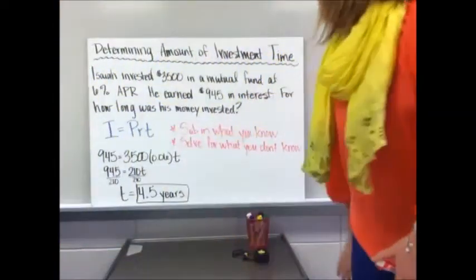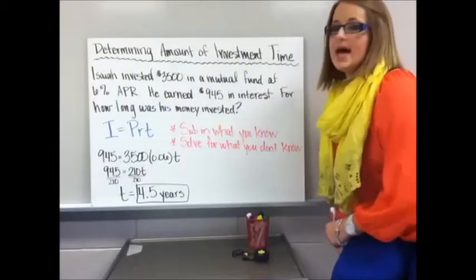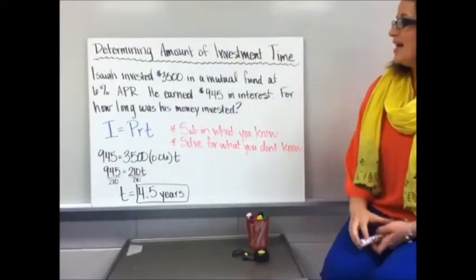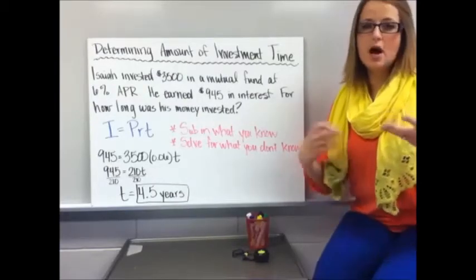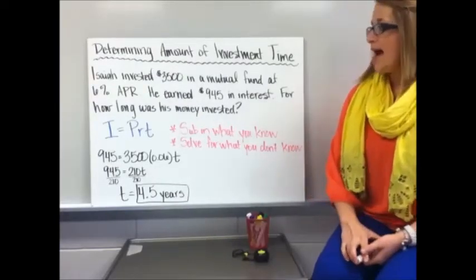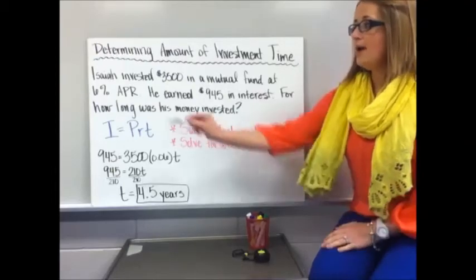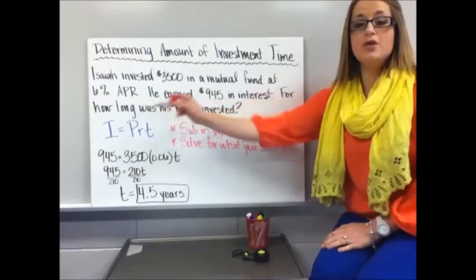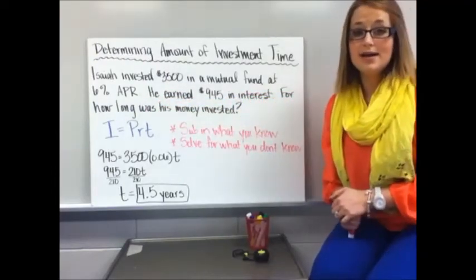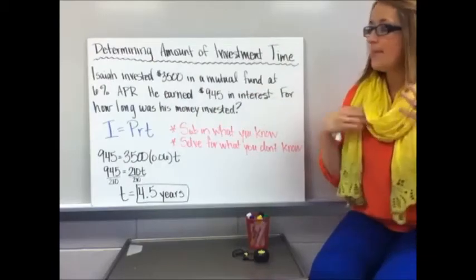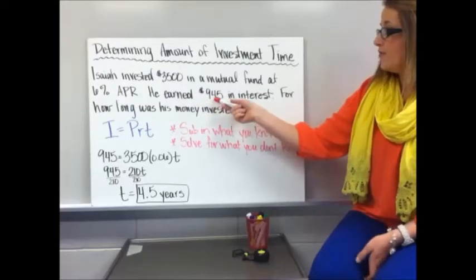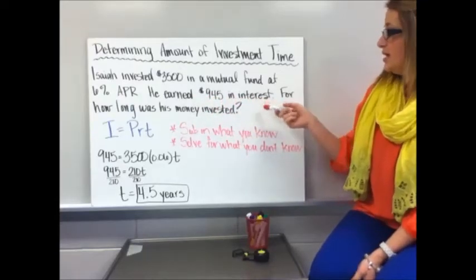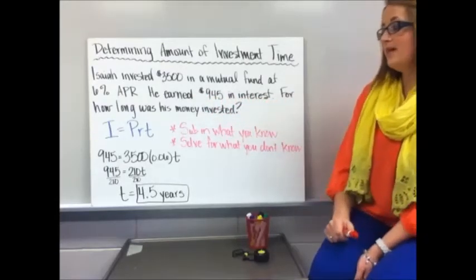Next, let's look at determining the amount of investment time. Isaiah invested $3,500 in a mutual fund, which is a stock market type term, at 6% APR. APR stands for annual percentage rate. You'll see that acronym a lot in commercials or any type of advertising for lending. He earned $945 in interest. For how long was his money invested?